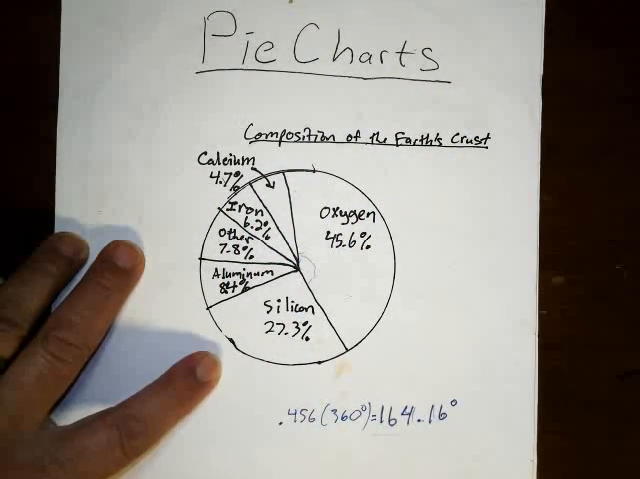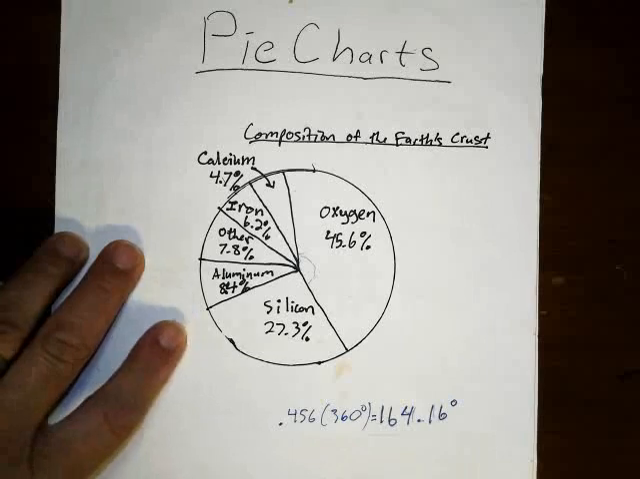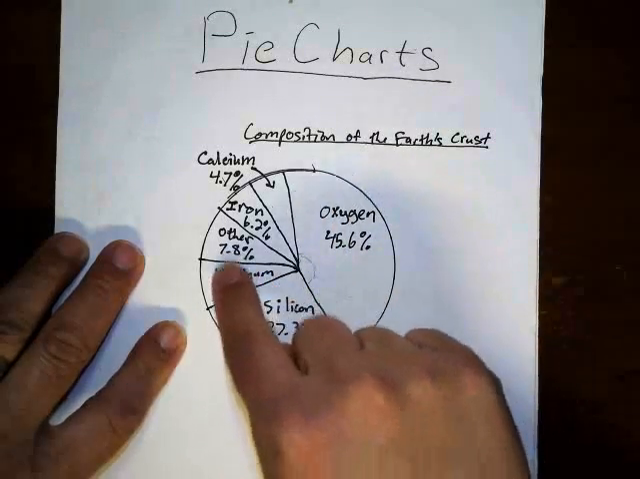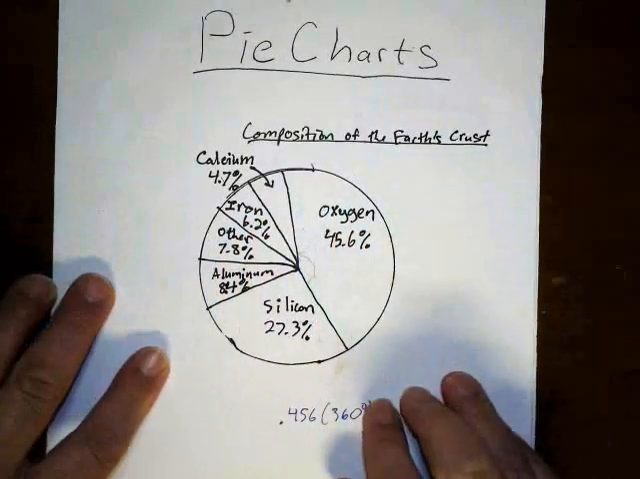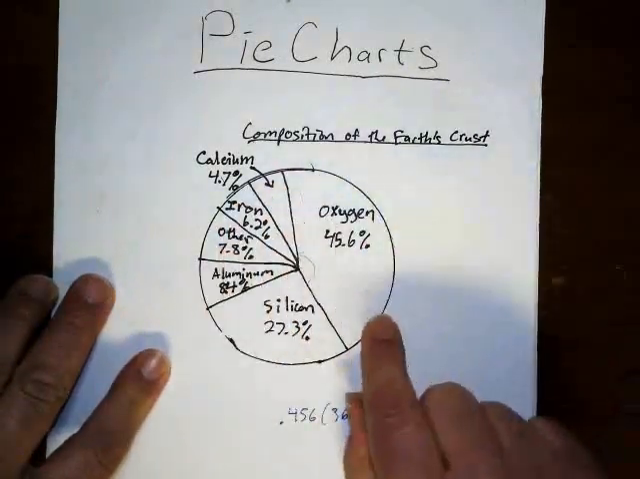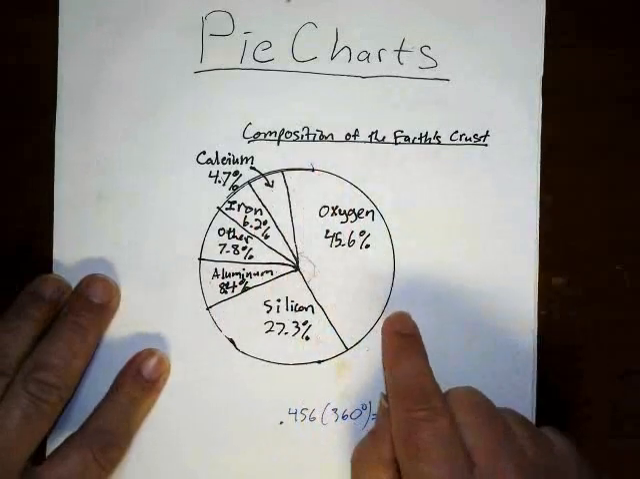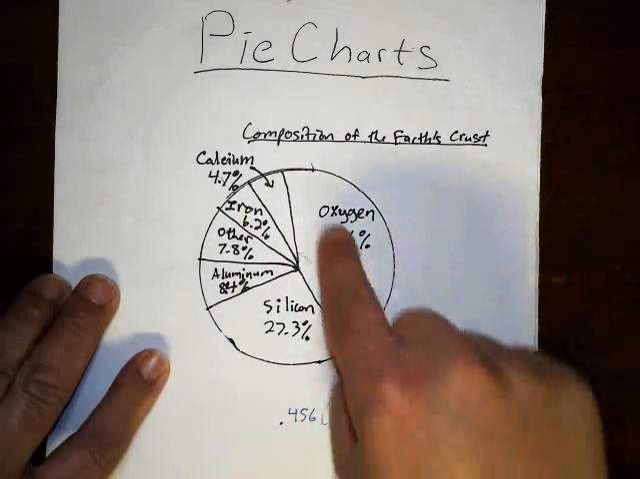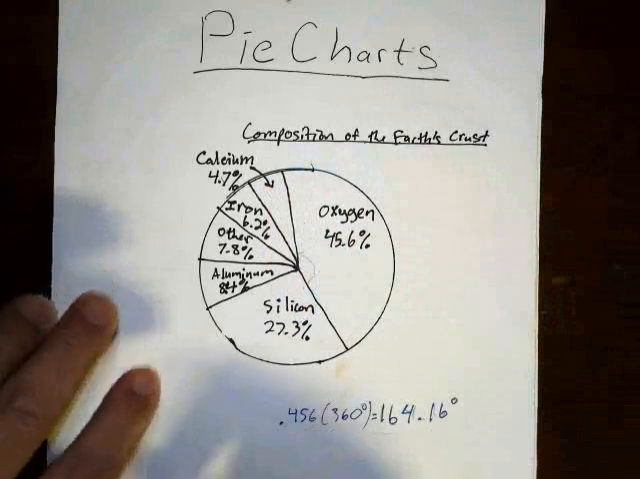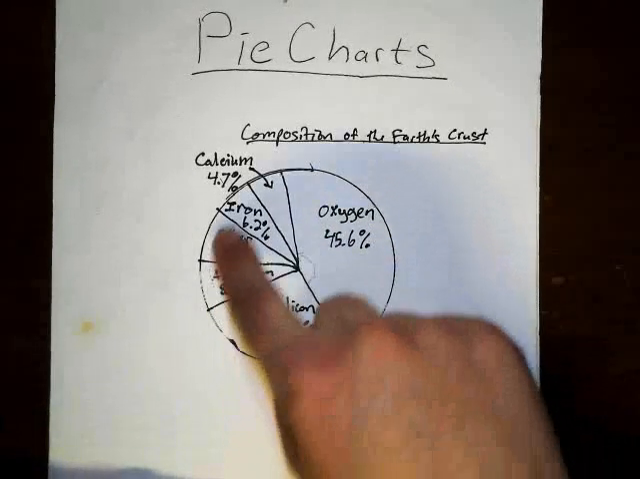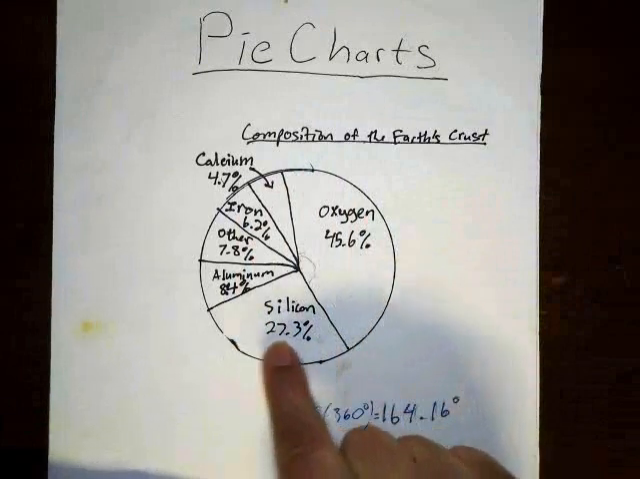So oftentimes, like someone's budget, how much of your budget goes to housing, clothing, food, transportation, whatever. That's a very common situation where a pie chart would be useful. I chose this one because I thought it was kind of interesting. It's the composition of the Earth's crust. So how much of the Earth's crust is made up of these different elements.